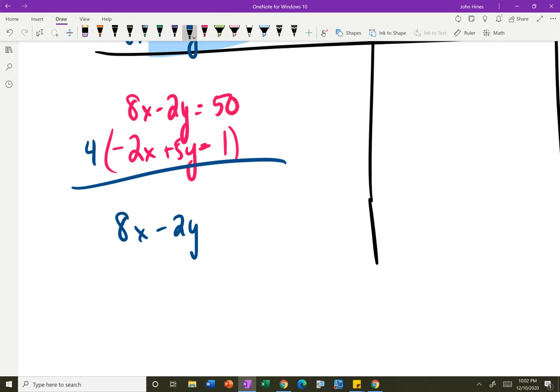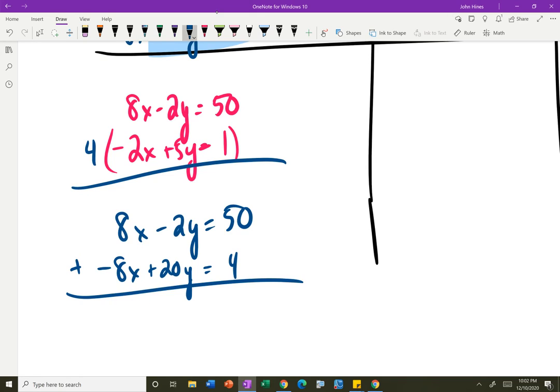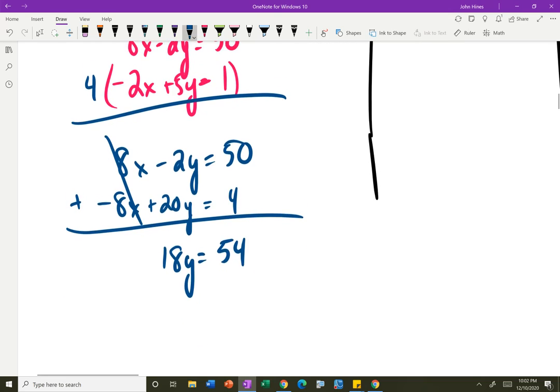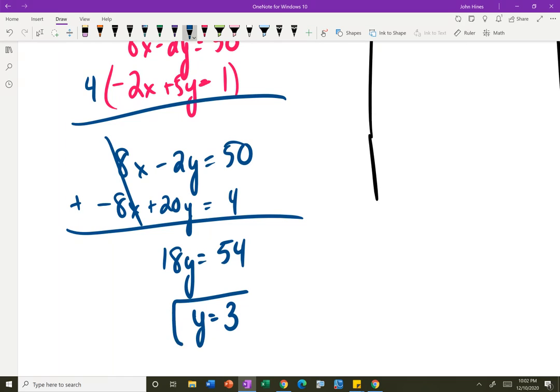So I didn't touch the top equation. And the bottom equation is getting multiplied by 4. And now at this point, we add the equations together. That's not what eliminated. Those eliminated to 0. Those add to 0, and I'm left with 18y equals 54. And through division, I get y equals 3.